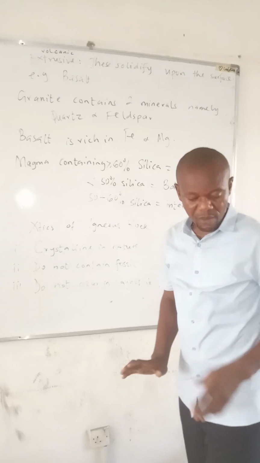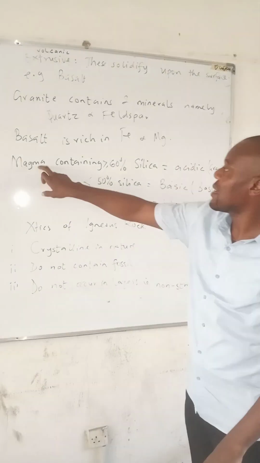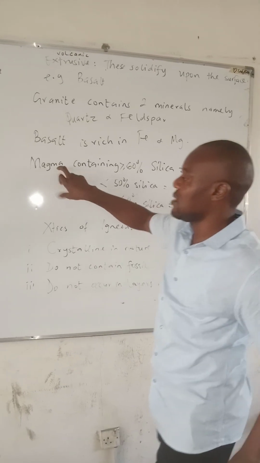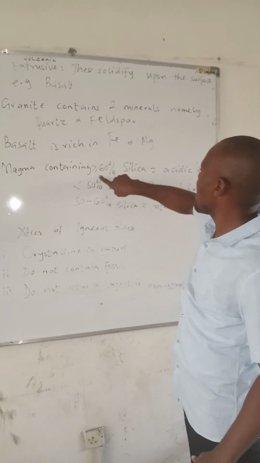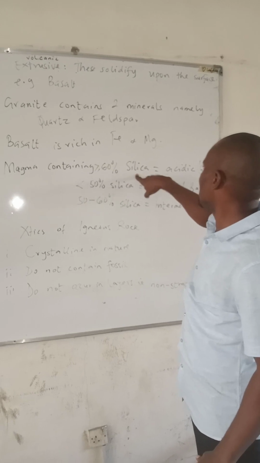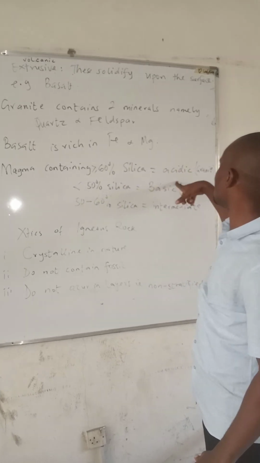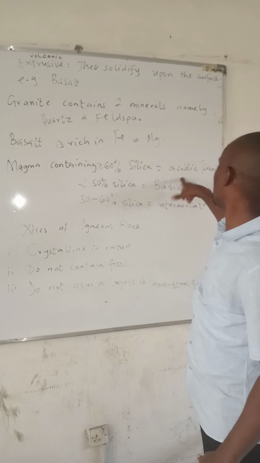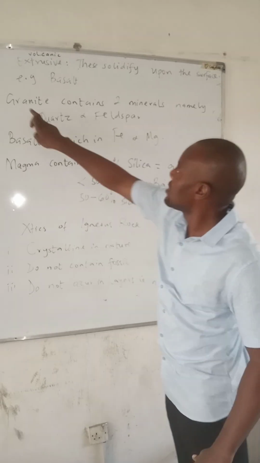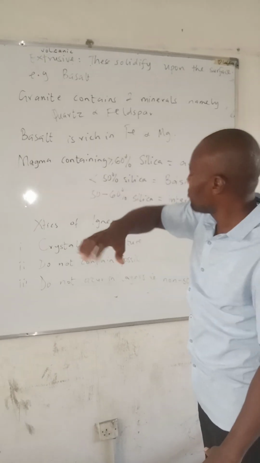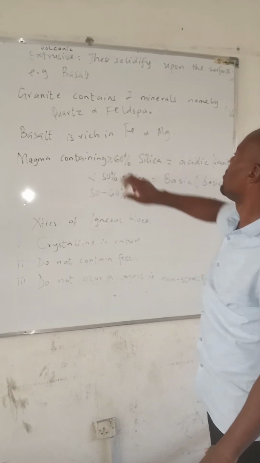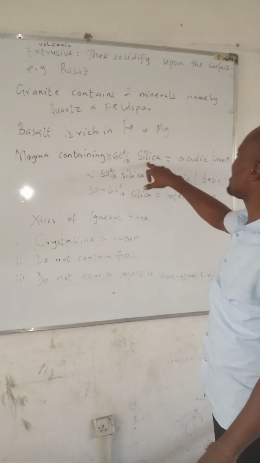Now there's something very important to get to know. Don't forget, magma is the main source of igneous rock, through cooling and solidification of magma. When magma contains 60% or higher percent of silica, we say it is acidic igneous rock. For example, granite is acidic igneous rock because it contains 60 and above percent of silica.